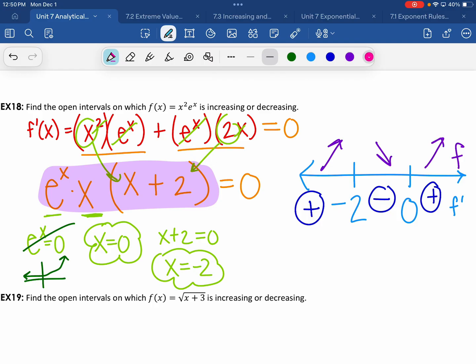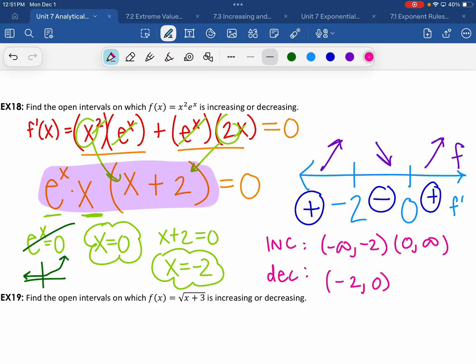Was it coincidence that the arrows were the same on this one? No, a lot of times they alternate, but not always, so you do have to check. All right, so I'm going to be increasing from negative infinity to negative 2, and then 0 to infinity, and then decreasing from negative 2 to 0. That's why sometimes I don't like writing the test numbers, because sometimes all the numbers get me confused.